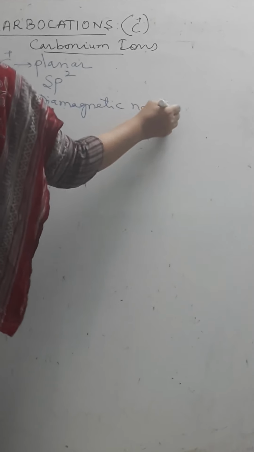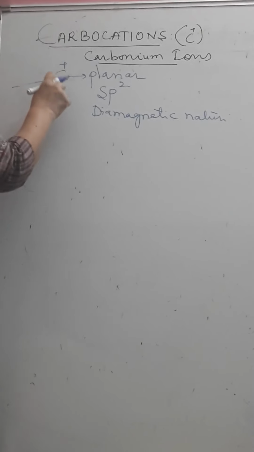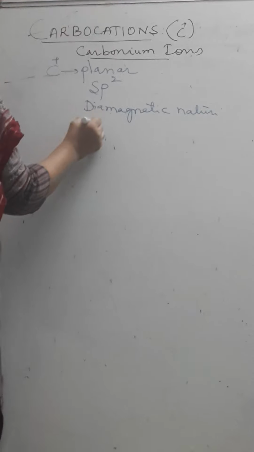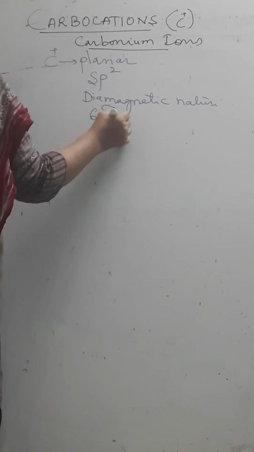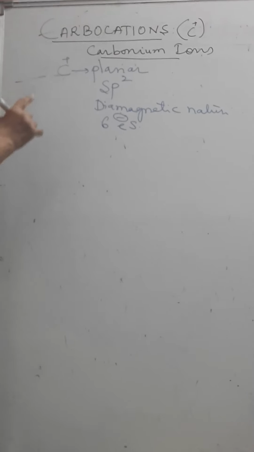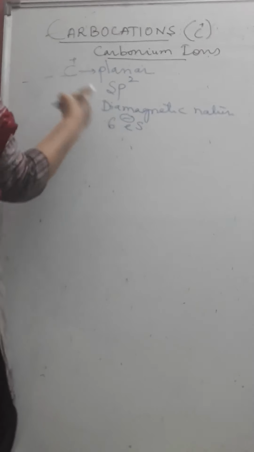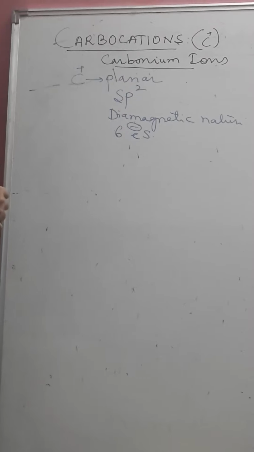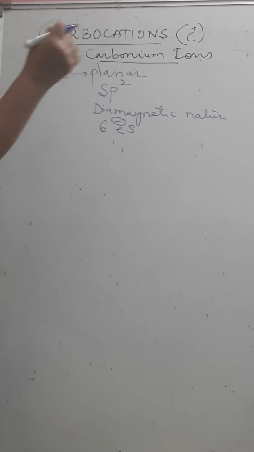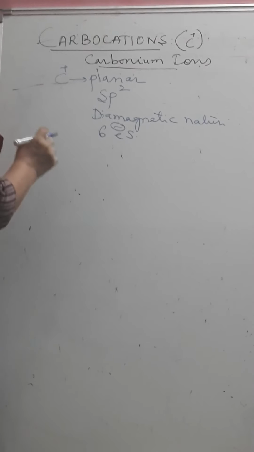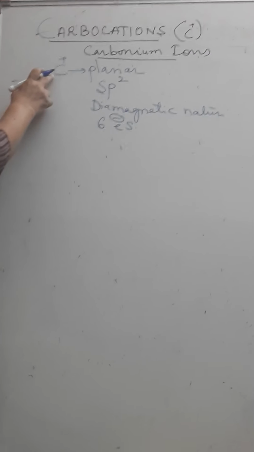Diamagnetic in nature. They too are in need because they contain 6 electrons. They too are in need of 2 electrons. In other words, when we go for the stability, carbocation and carbon free radicals have the same stability. That we will see next. Now the next point arises: what are the types of carbocation?